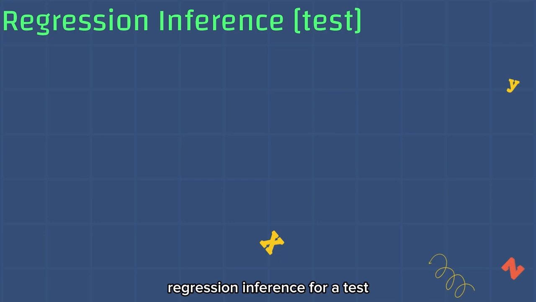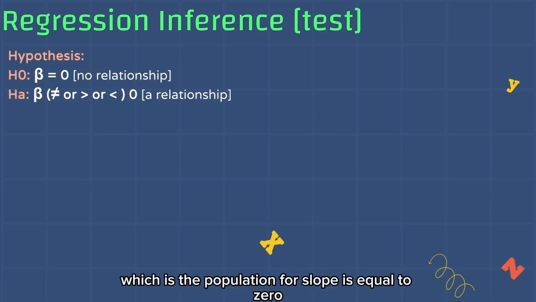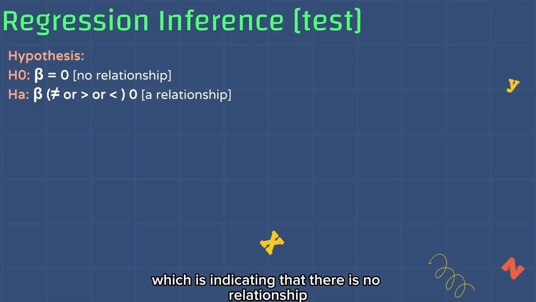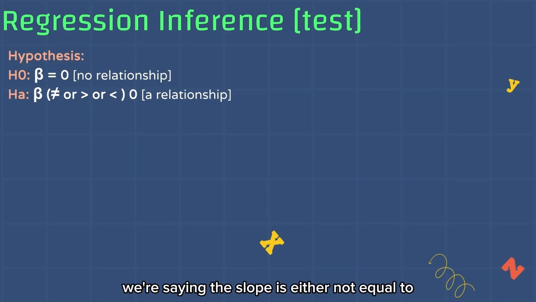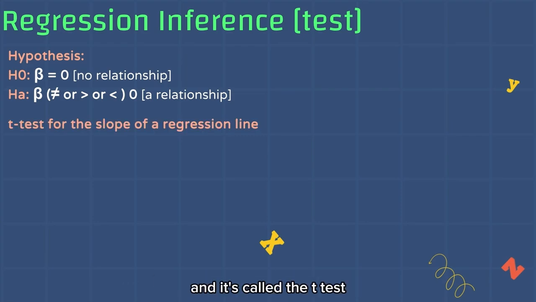Regression inference for a test. The hypothesis is about beta, the population slope. The null hypothesis is that the slope is equal to 0, indicating there's no relationship. For the alternative, the slope is either not equal to, greater than, or less than 0, basically saying there is a relationship. It's called the t-test for the slope of a regression line.